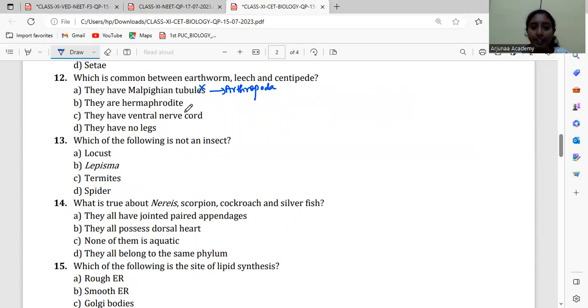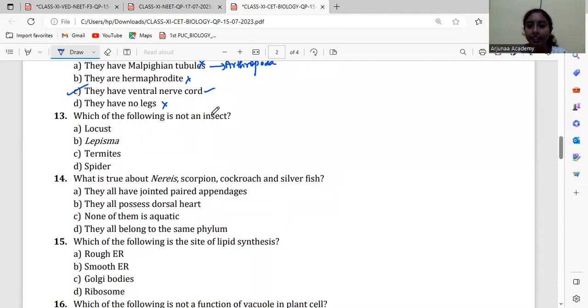They are hermaphrodites. Hermaphrodite in the sense bisexual. If we take leech, leech is not a hermaphrodite. It is unisexual. Then they have ventral nerve cord. Yes, that is correct. And they have no legs. So earthworm has no legs, centipede has the legs, and leech does not have. So it is not the common feature. Right? So the answer is they have ventral nerve cord.